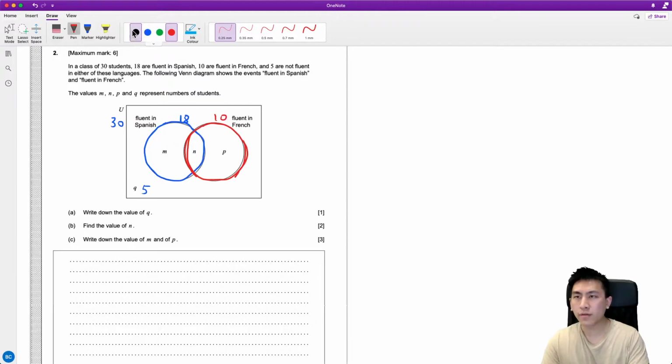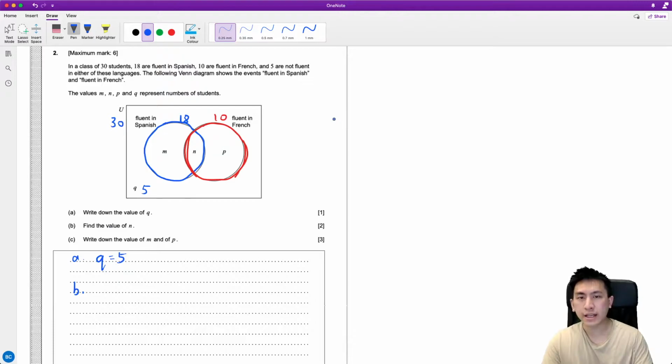Okay, so then for part A, they ask you to write down the value of q. Wait, I think we just did it, so that's straightforward. q equals 5 because that's what it is. Part B, find the value of n. So you need to find the intersection. Now, you can either use your logic to think about it, because the logic to think about it is just add up all of them, right?